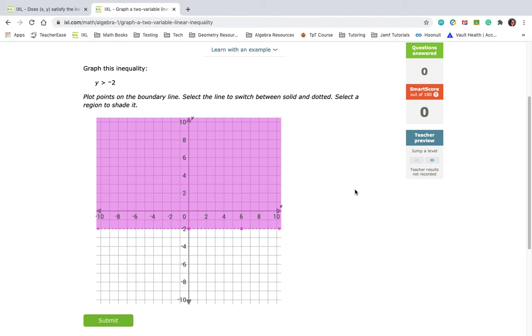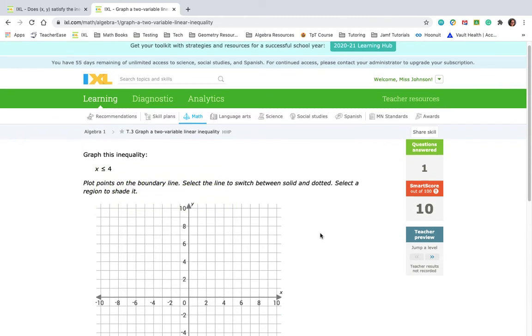So when you're graphing linear inequalities with two variables, it's just like graphing with slope-intercept form, except you're going to shade, and you're also going to change it from solid to dashed lines. Okay, so I'm going to click submit. I have the first one right.